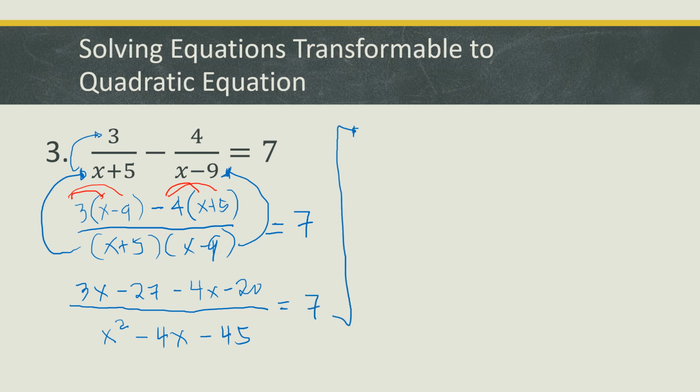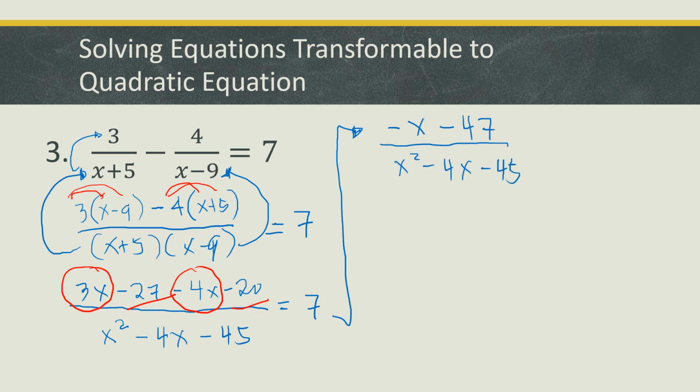Okay? Let us simplify by combining like terms, 3x and negative 4x. We also have negative 27 and negative 20. 3x minus 4x is negative x. Negative 27 minus 20 is negative 47, divided by x squared minus 4x minus 45, equate it to 7. As we do not have the denominator for 7, we have to write 1, as we are going to cross multiply again.